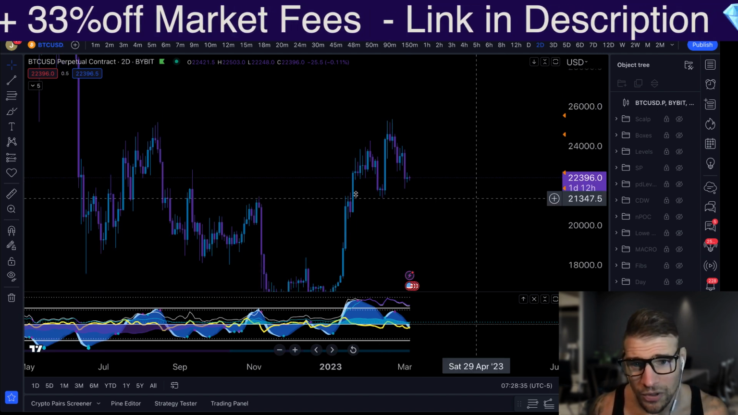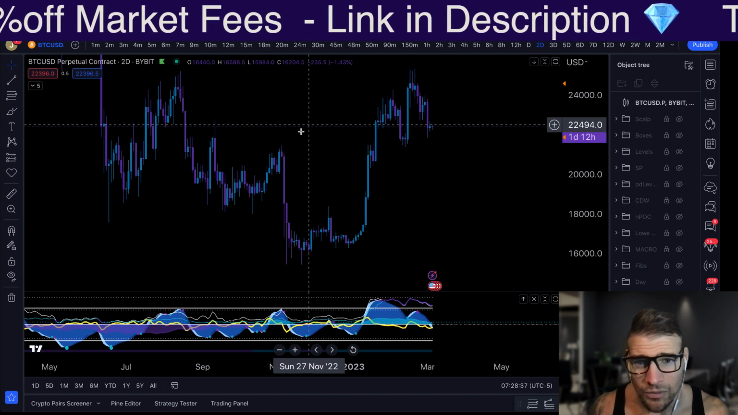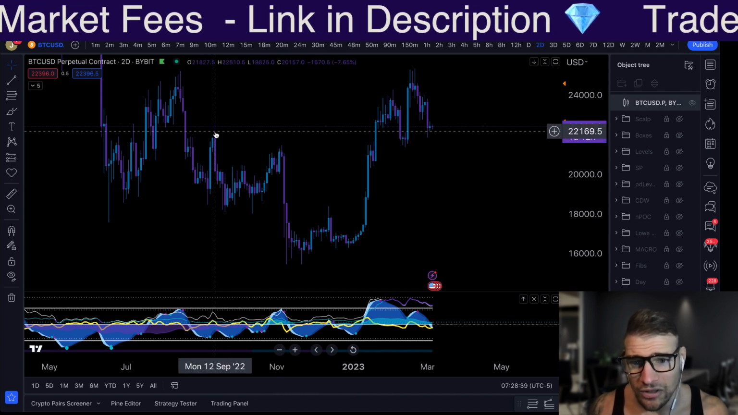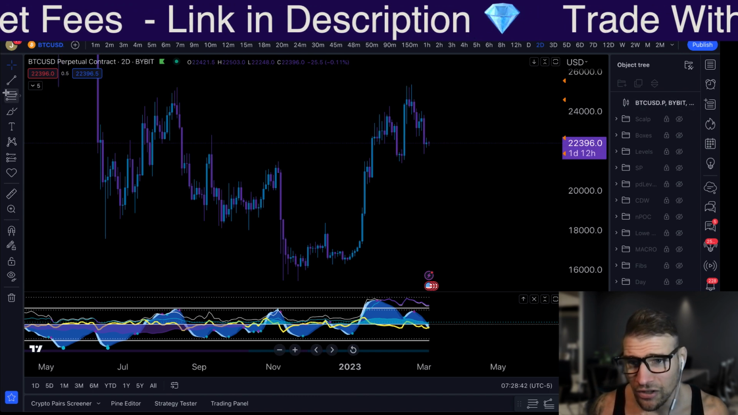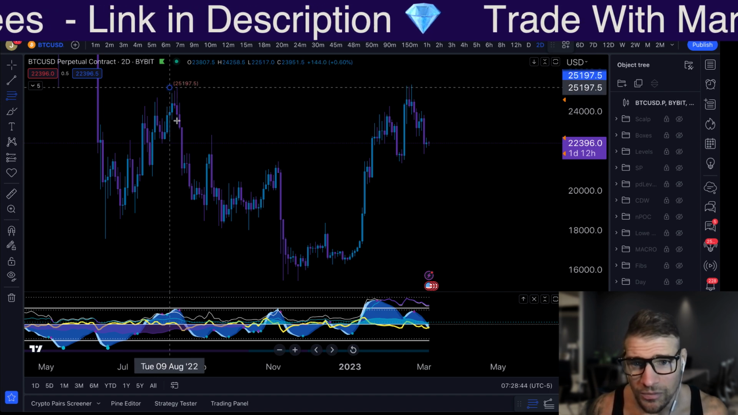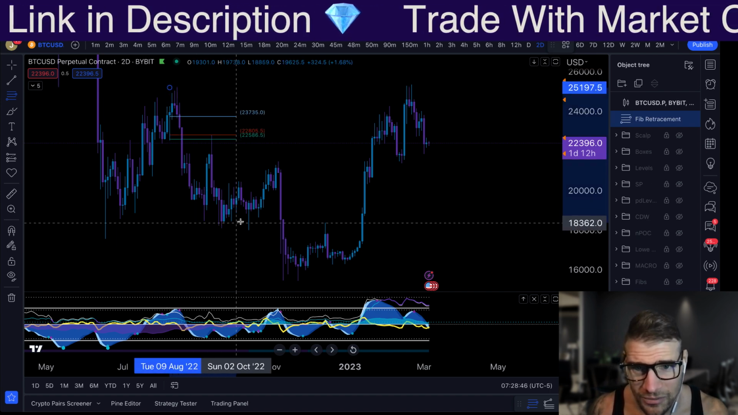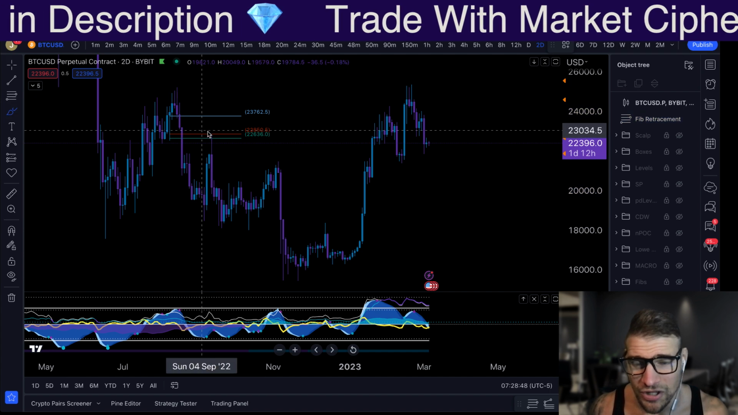And this works also for resistance. A great example of that would be September 13th, basically to September 2022, when we came up to, if we pull our fib from the high to the low, we came right up into that Fibonacci golden pocket, right?